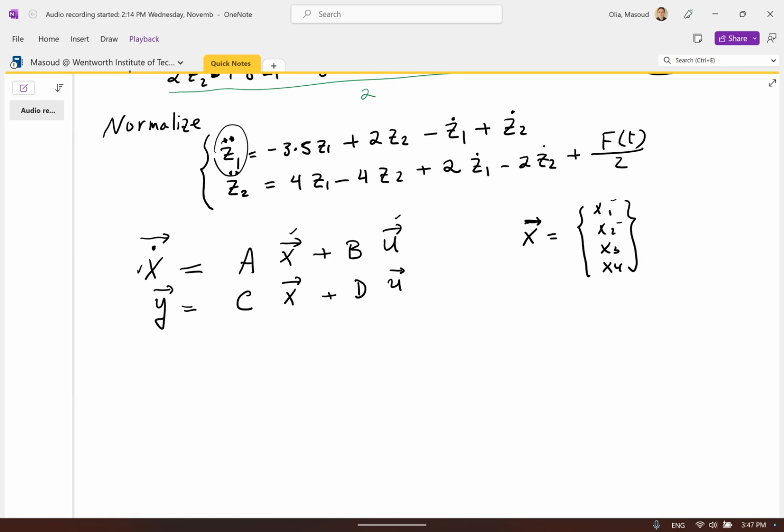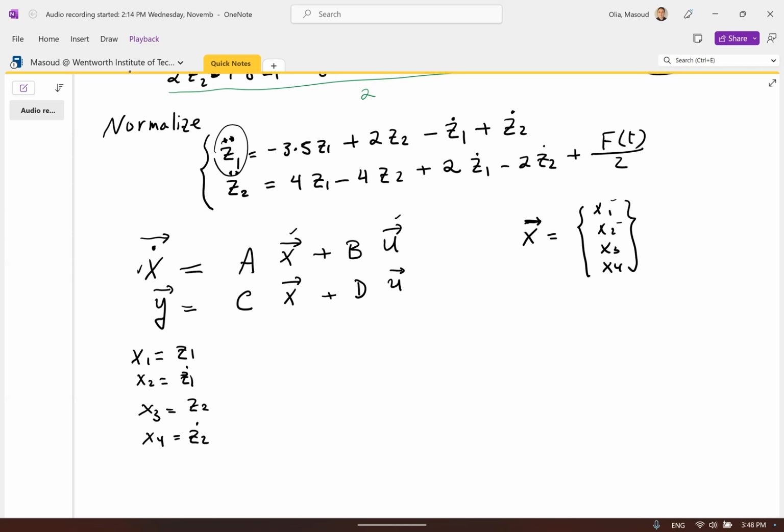So there are 4 of them here, and then how do we set them? This is the way it's done. Let's say x1 is z1, and then x2 would be the first derivative of z1. And then x3 becomes z2, and x4 is z dot 2. This should help us to set it up now.